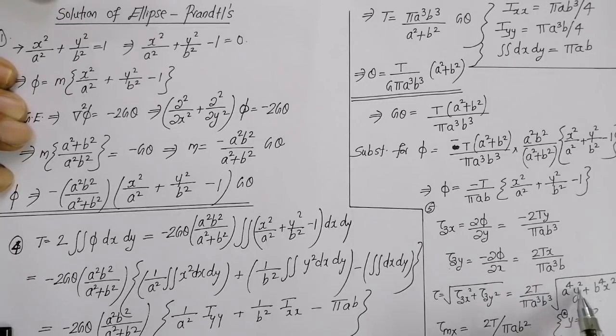But that you cannot directly substitute here. I have already explained earlier, you have to replace this x square in terms of y. So x square by a square plus y square by b square equal to 1. So from that you have to substitute for x square, which I have already explained in the Venant's method for solution of elliptical problem. So tau max, the value you will obtain 2T by pi ab square.